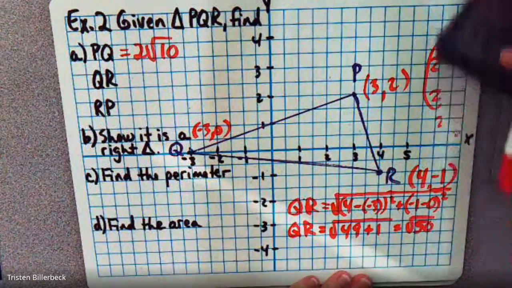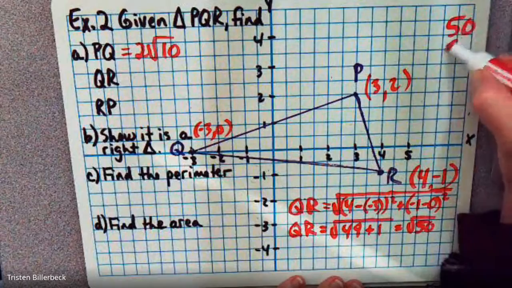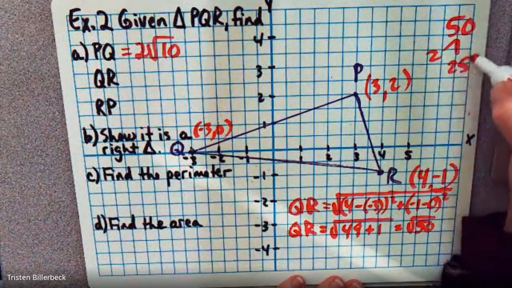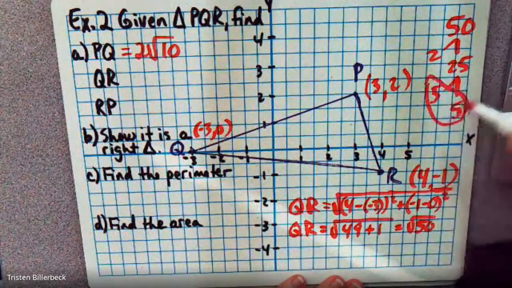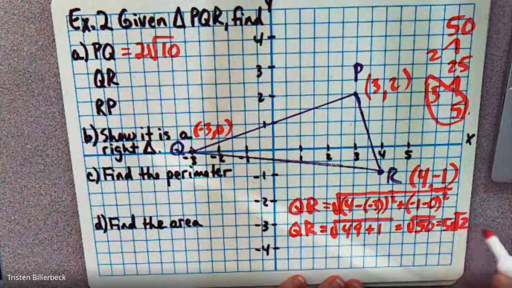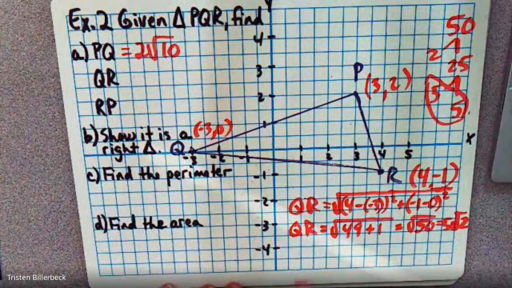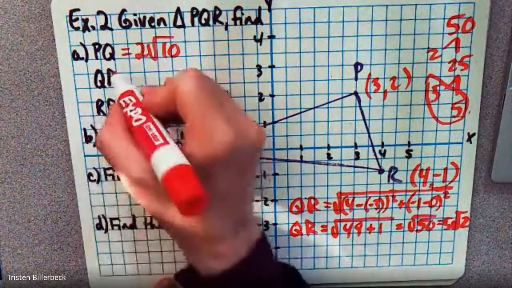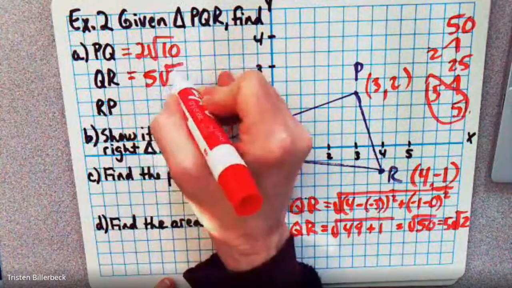Okay, so if we break 50 down into a prime factorization tree, 50, we take a 2 out, we get 25. Get 5 out, 5. So we have a pair right here. So this is going to be 5 square root 2, because the 2's alone, so it stays home. All right, so this one is going to be 5 square root 2.